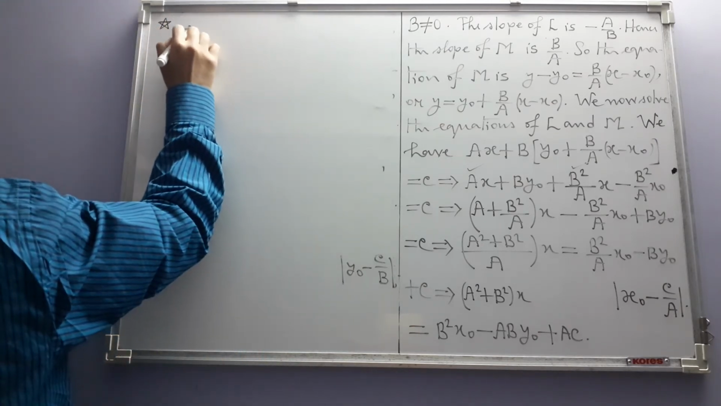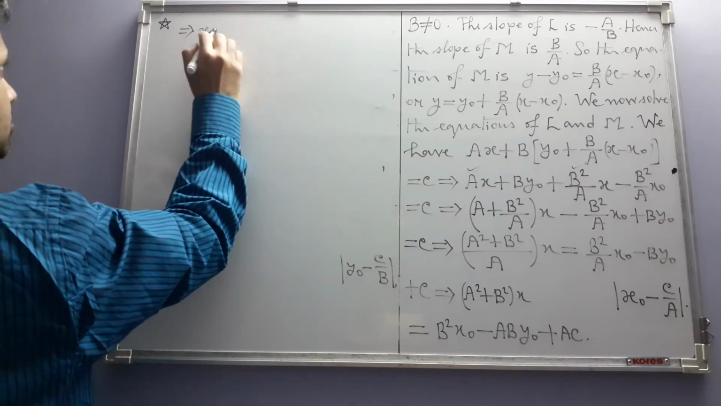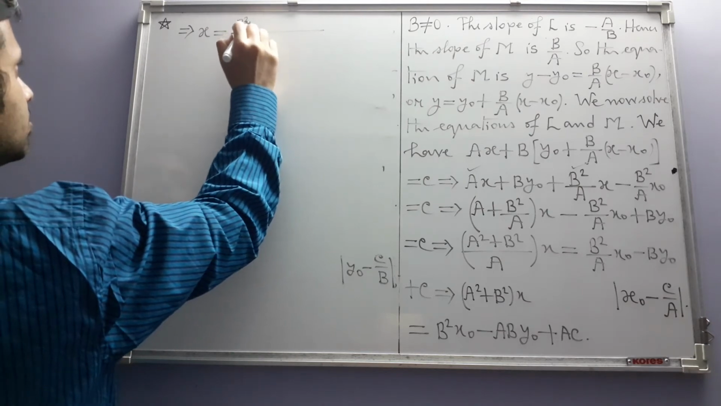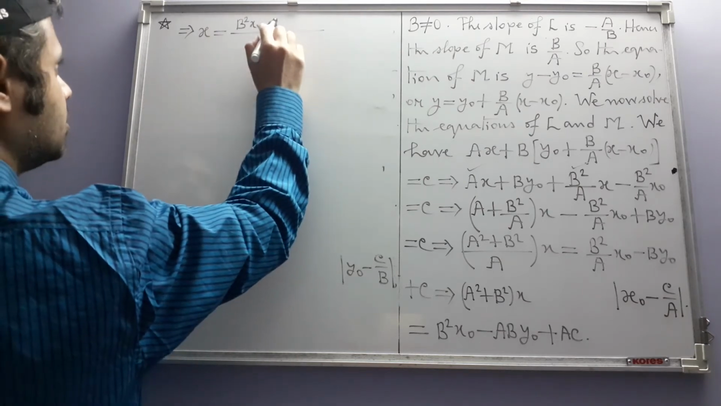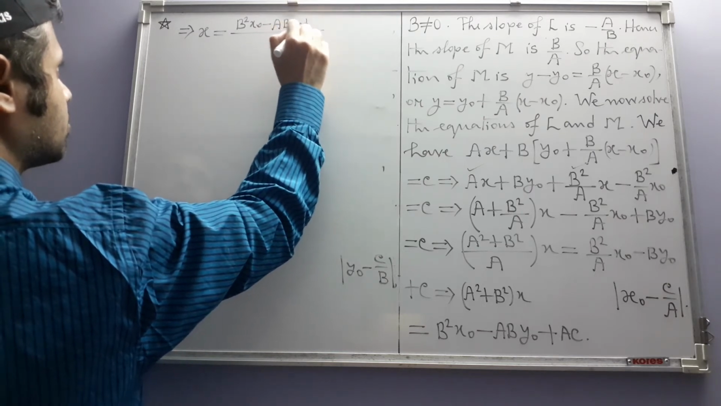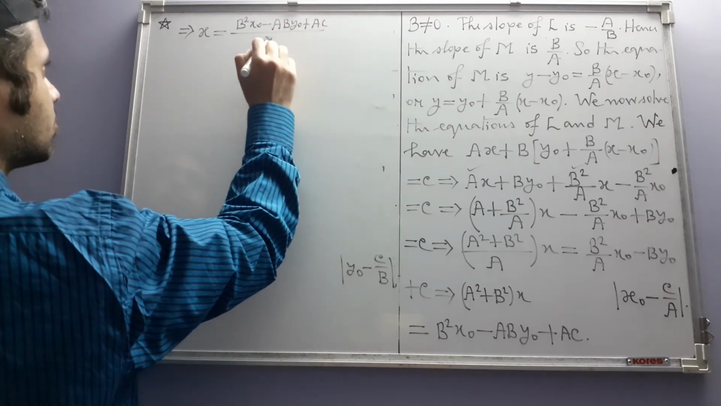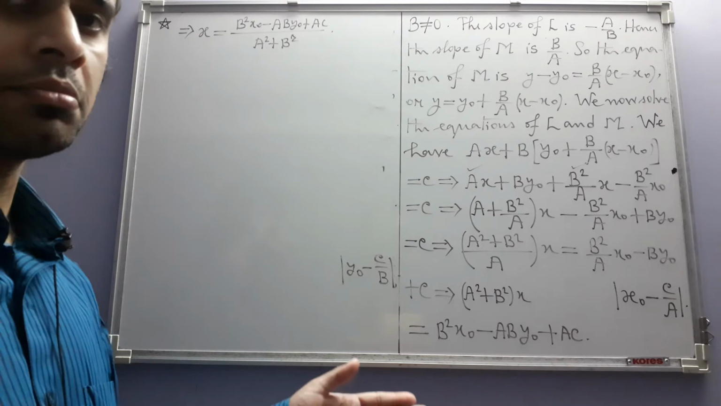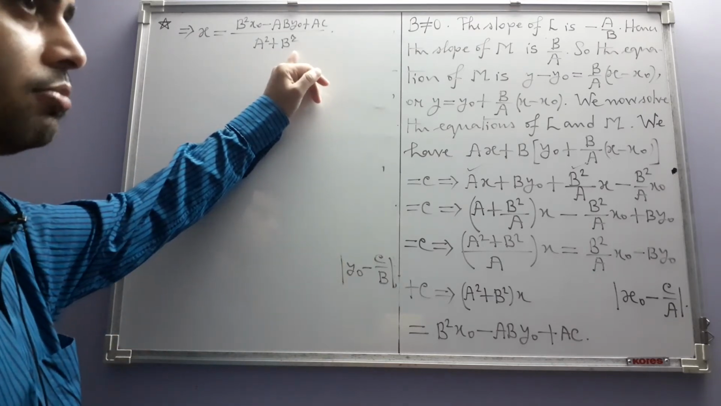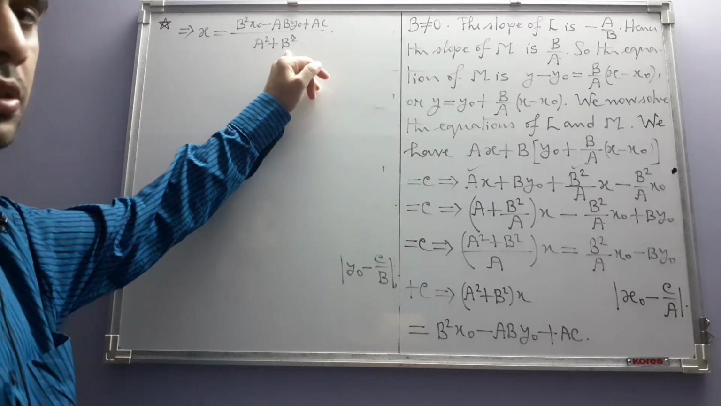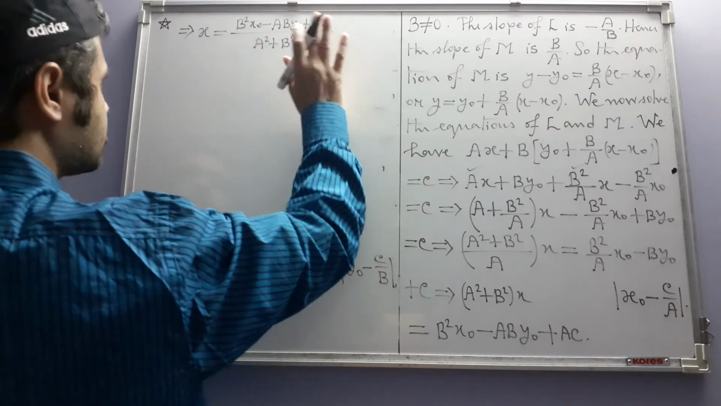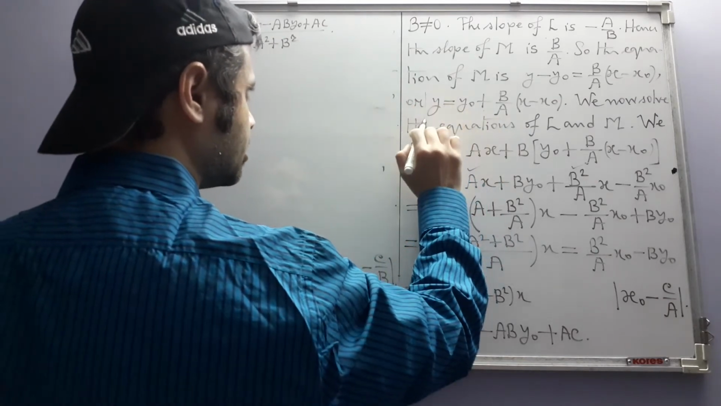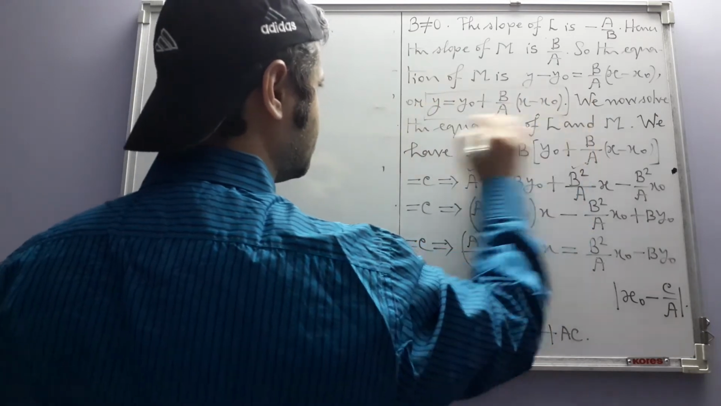So our x now becomes b square x naught minus a b y naught plus a c divided by a square plus b square. Note that since a and b are both non-zero, this cannot be equal to 0. In fact, even if only one of them is non-zero, then it is non-zero. So this is our x. We are now going to substitute this x here in this equation to find the corresponding value of y.